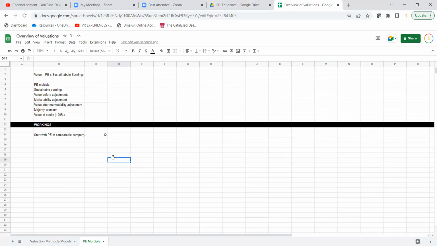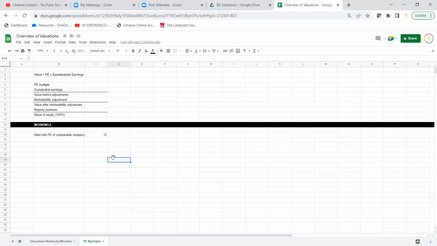Now, what's very important, they may give you more than one PE of comparable companies. So the question is, which PE number do you use? Let's say they give you 3 PE multiples. What you could do, you could add up the 3 and divide by 3 to get an average, or they may give you a weighting for each one and you get a weighted average of the 3 PE multiples. So option number 1, you take the 3 PEs, add them together, divided by 3 companies to get an average.